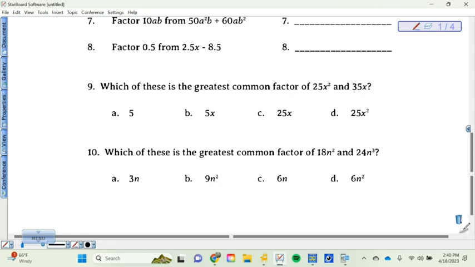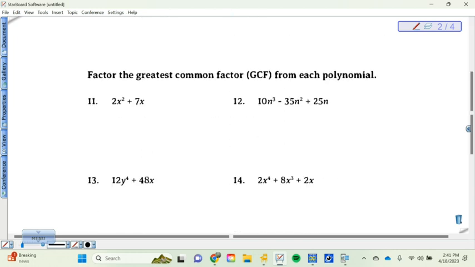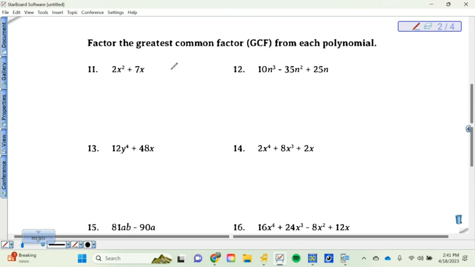And then on the back, there's an error analysis question. So they show someone who factored this and they came up with this answer. This is incorrect. I want you to tell me why. And then the last part is what we just did together. So your first step needs to be find the greatest common factor. And then you put that greatest common factor out in front and then factor it out of the polynomial. So just what we just did. Does that make sense? Any questions? Okay. So you have the rest of class to finish this up.